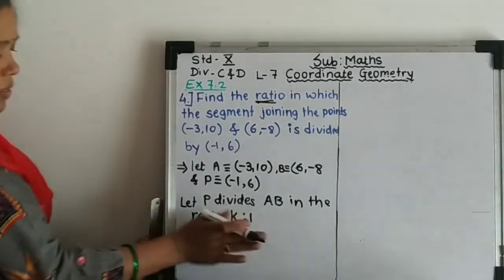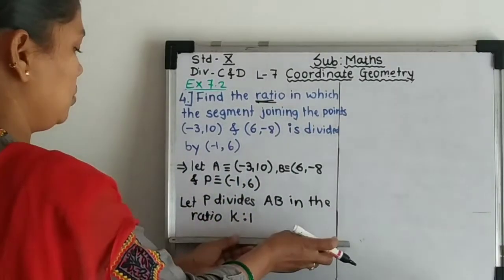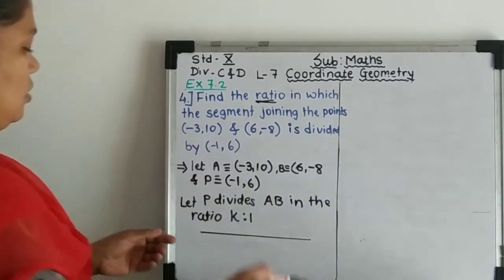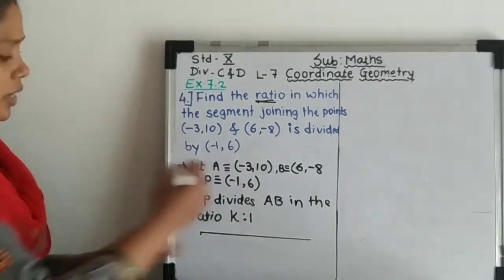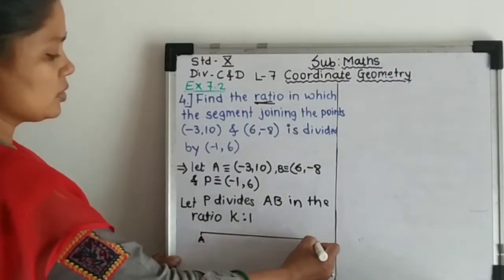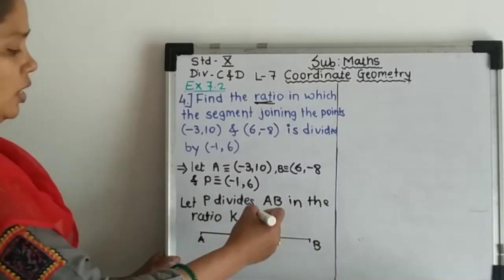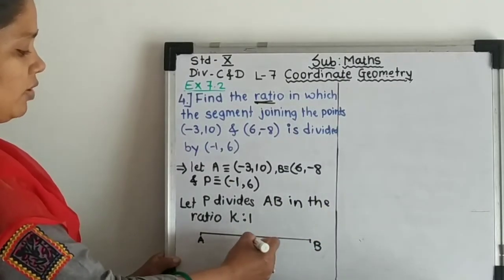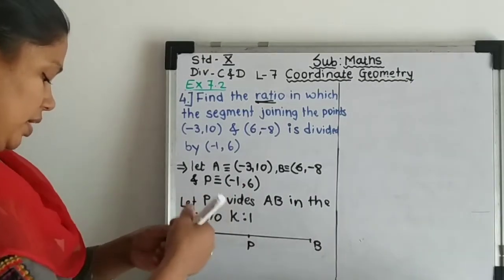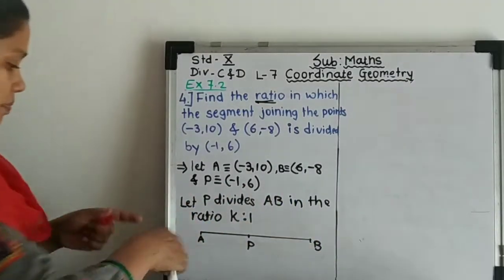Let me move this slightly upward so it will be visible to you. Okay, now I'll write here. This is our point A and this is B. And here somewhere we have a point P. Right? Now we will write their coordinates here.